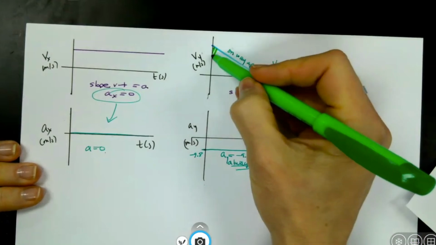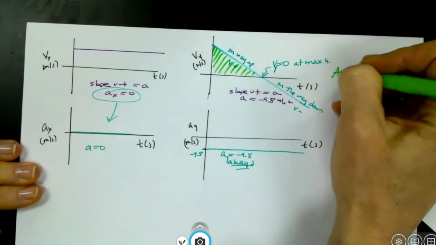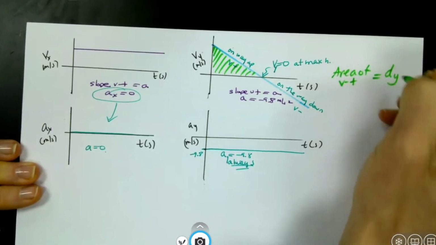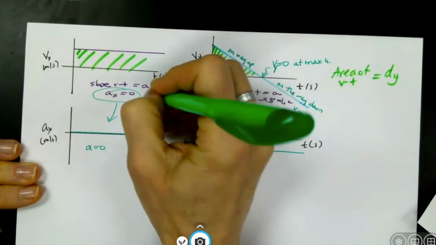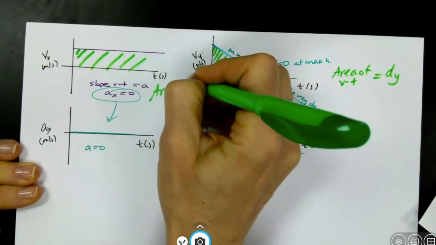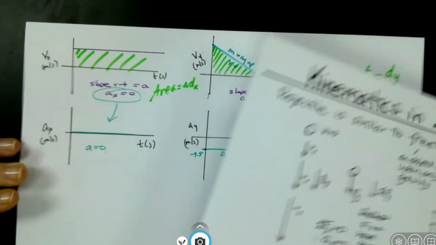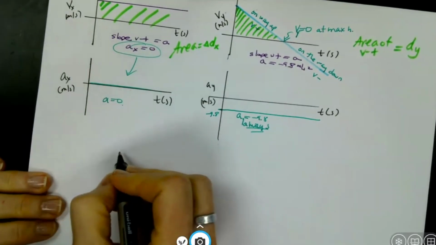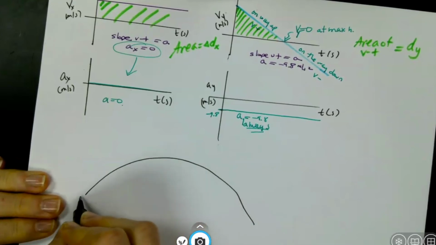Recall that the area of a velocity time graph is displacement. So in this case, it's going to be dy. Here, the area is also equal to displacement, but it'll be dx, right? The distance. And what are those values? Let's do that. So a typical diagram, if we were to do this, right, for a typical trajectory.